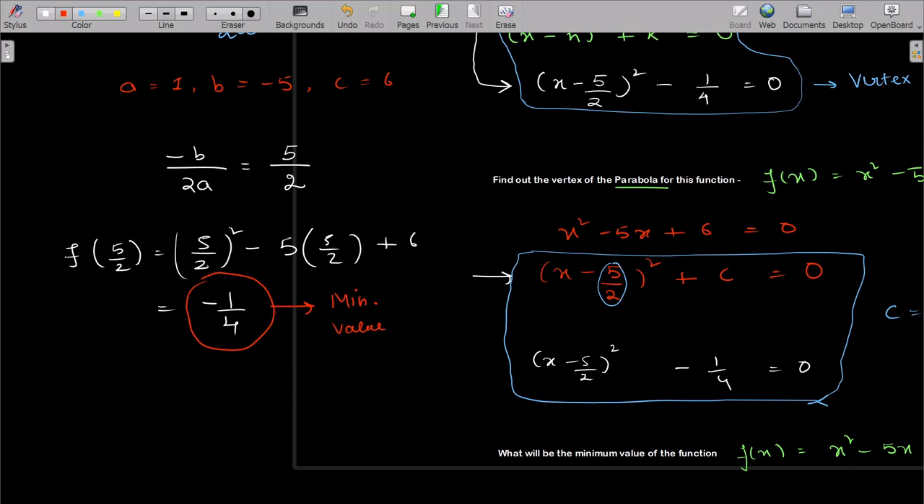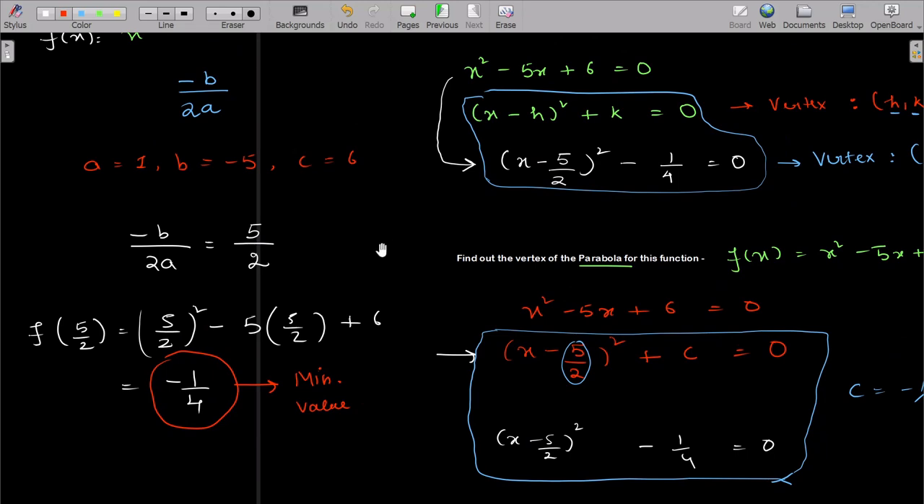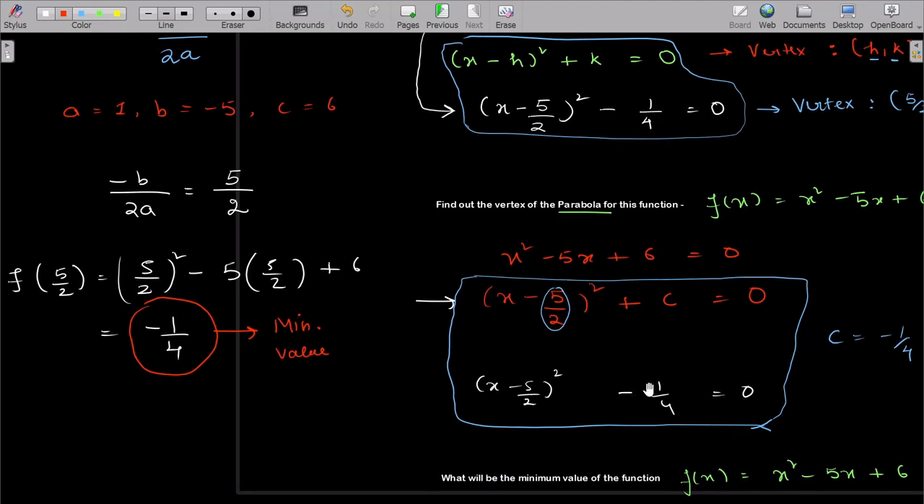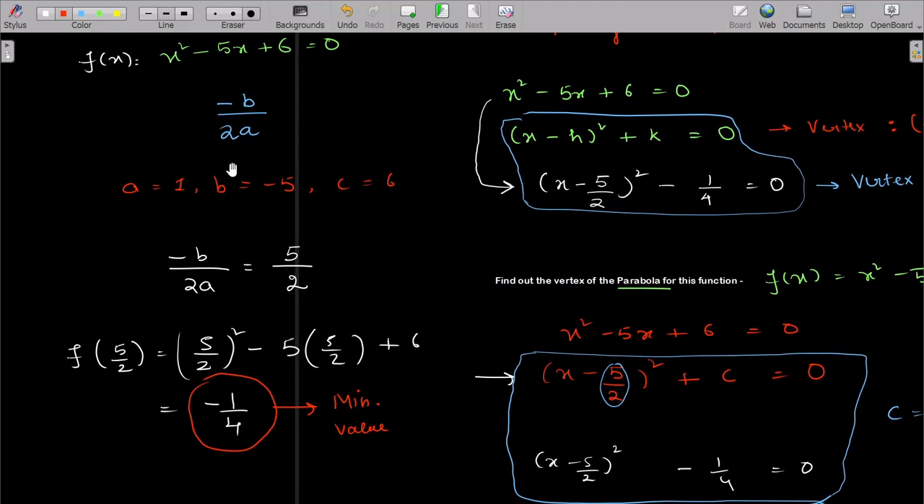Okay, so you can find out the minimum value and the vertex by these methods. You can either plot the graph on Desmos, or you can complete the square, or you can use this shortcut -b over 2a.